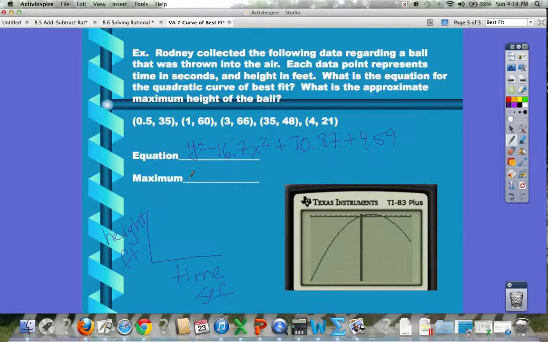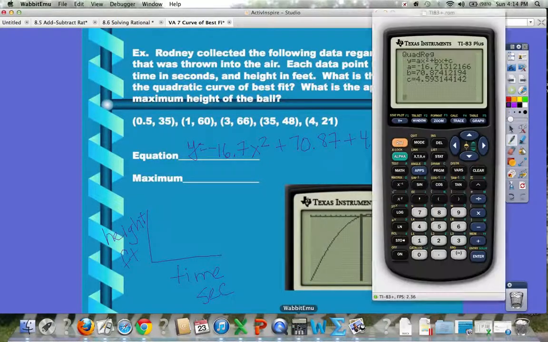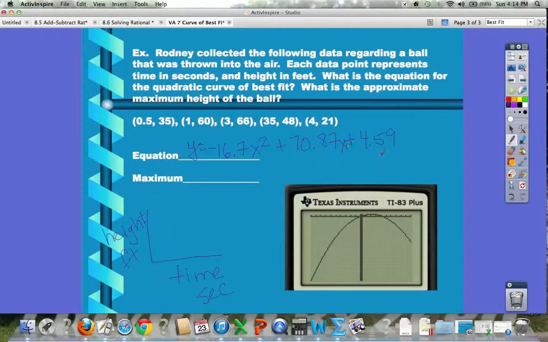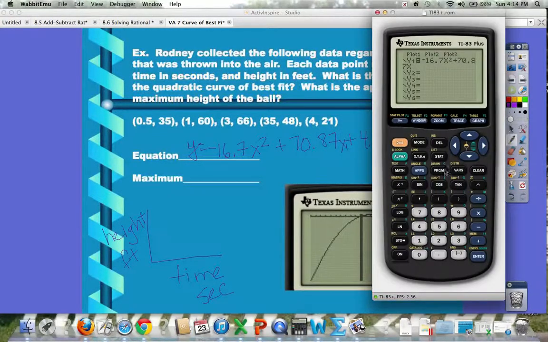Now it wants to know the maximum, so you would have to go back and look at your calculator, and I'm going to type this into my y equals so I can look at it. So it's negative 16.7 x squared plus 70.87x. Oops, I forgot my x right there. And that's going to be a plus 4.59. We're going to graph it.